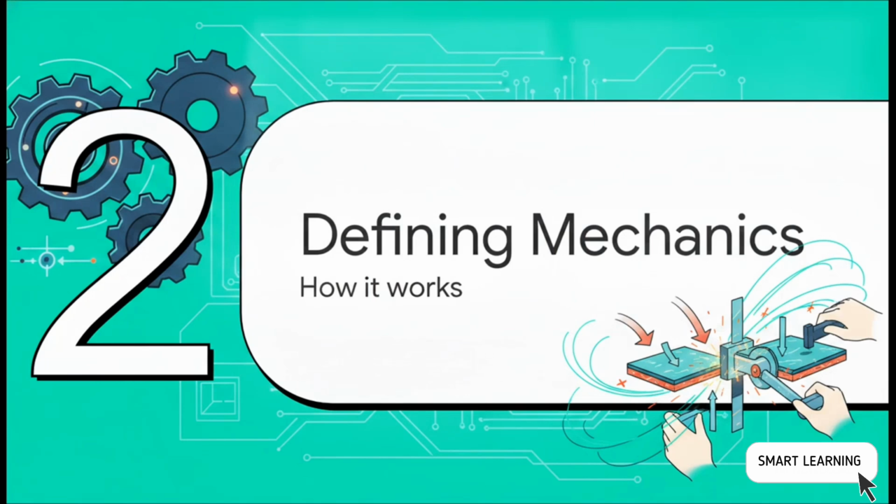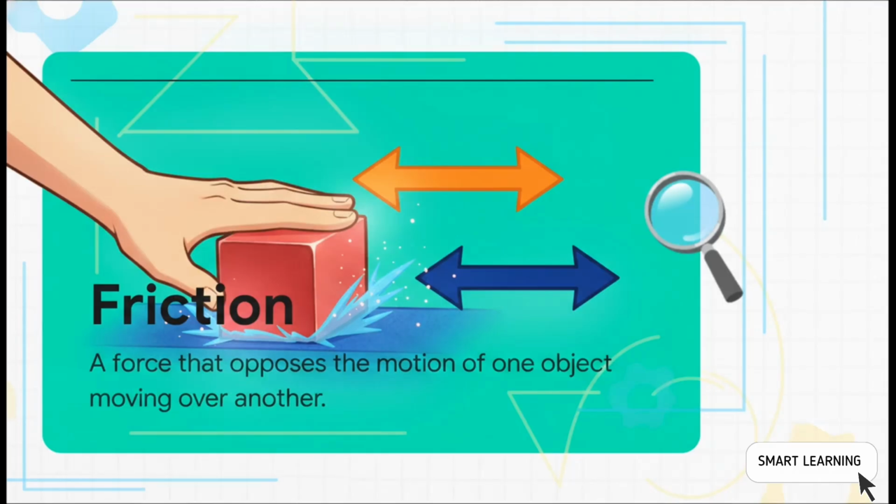Moving on to Section 2. Defining the mechanics, how it works. All right, the crucial thing to remember here is that friction is fundamentally a force that consistently opposes motion. But it's so much more than just the physical act of rubbing 2 things together. In physics, you can think of friction as the kinetic cost of interaction.